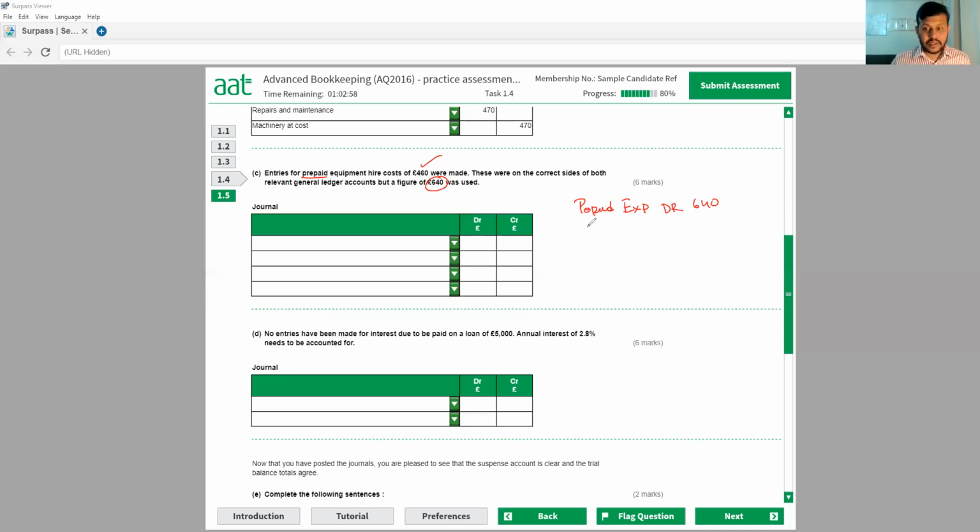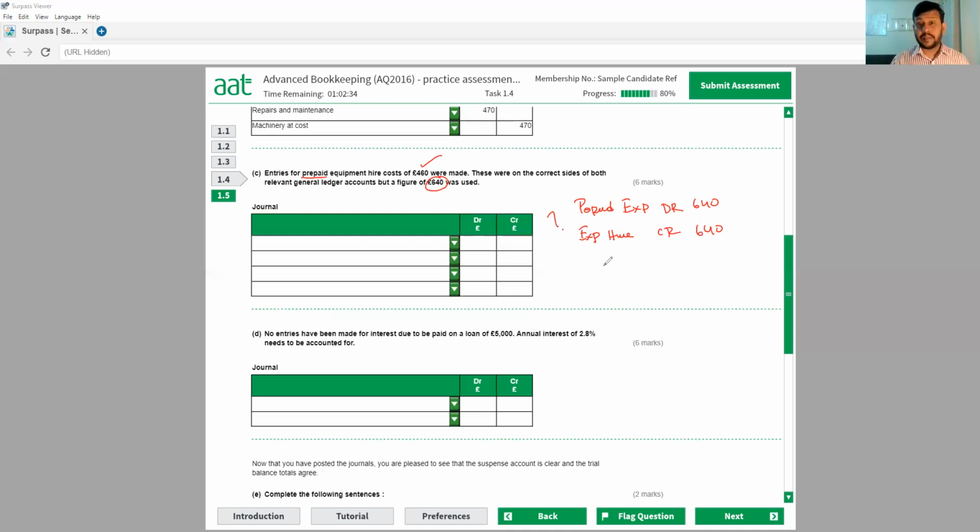So we are looking at what mistake we have done. And we have equipment hire cost. Equipment hire cost is an expense that needs to be reduced. That's why it's a credit, because it belongs to the next period. Prepaid expense always reduces the expense. That's my mistake. It's supposed to be 460, not 640. Now I want to remove it.